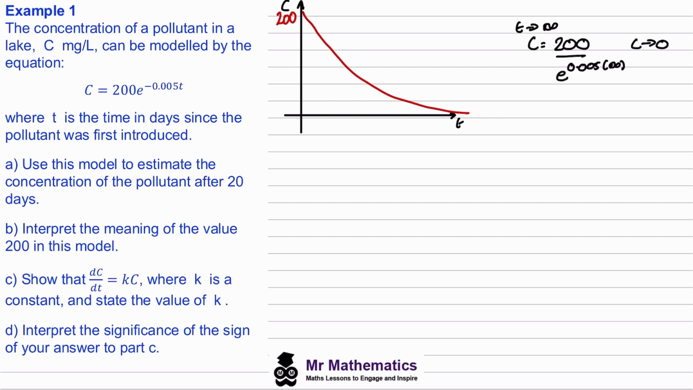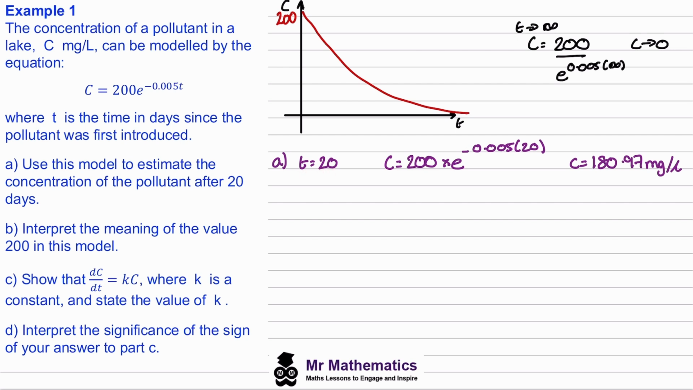Okay, so for part A, estimate the concentration of a pollutant after 20 days. So we need to substitute in that t equals 20. So we've substituted 20 into our model. Then we can work this out on our calculators. So the concentration will be 180.97 micrograms per litre after the 20 days.